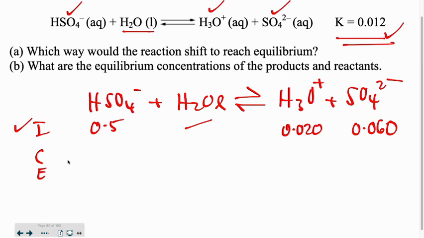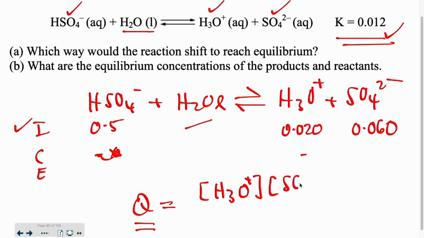So now the question is this: when I'm doing my change line here, do I put a negative x here, or do I put a negative x here? Which of these are my reactants, which are my products? And that's very, very important here. What you need to do first is calculate the reaction quotient, Q. Now, if you recall, the reaction quotient is calculated exactly the same as your equilibrium constant. We use the same expression.